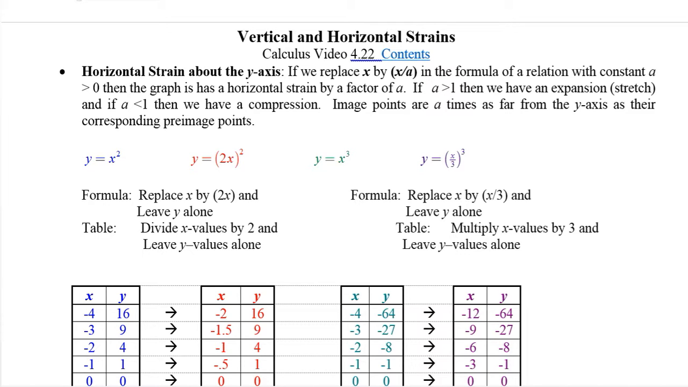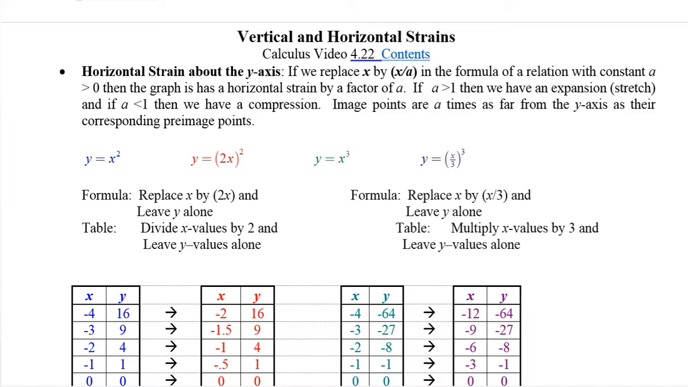Okay, so if we replace x by x divided by a in the formula of a relation with a positive constant a, then the graph is a horizontal strain by a factor of a. If a is greater than 1, we have an expansion or stretch. And if a is less than 1, we have a compression. The image points are a times as far from the y-axis as the corresponding pre-image points. Let's look at a couple examples.